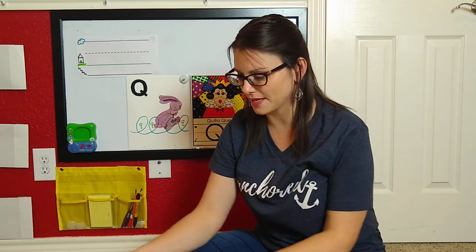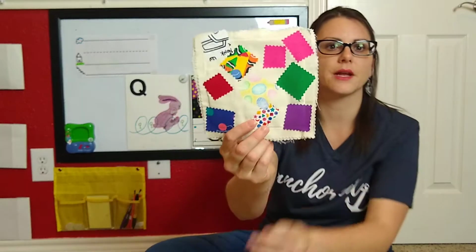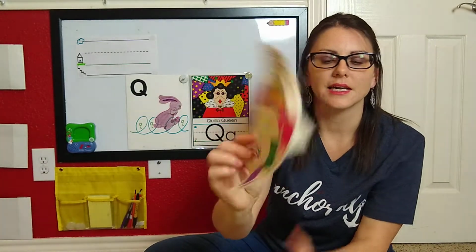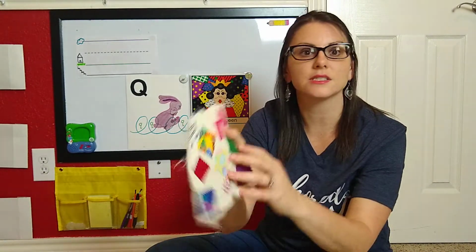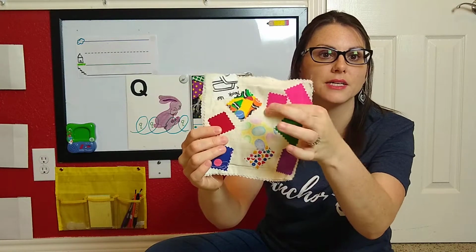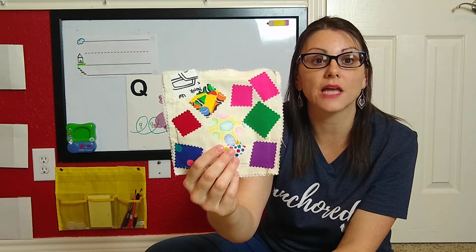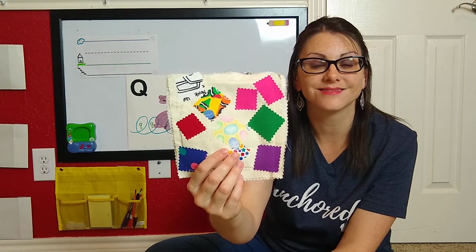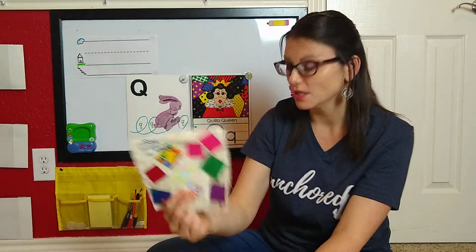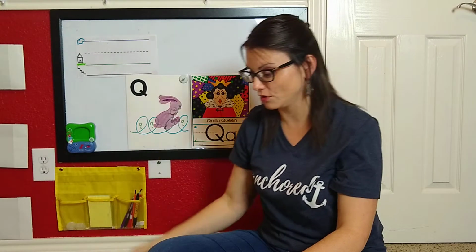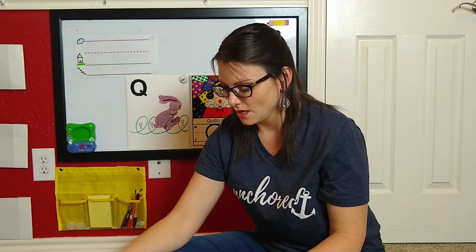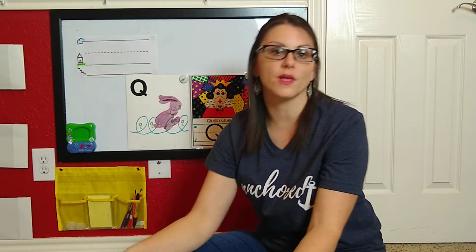Let's see what else is in my bucket. Oh, this right here. It's got different patches on it, different fabrics, and it's together. This is a quilt. Can you say quilt? Good job. Quilt. So quilt starts with the letter Q.